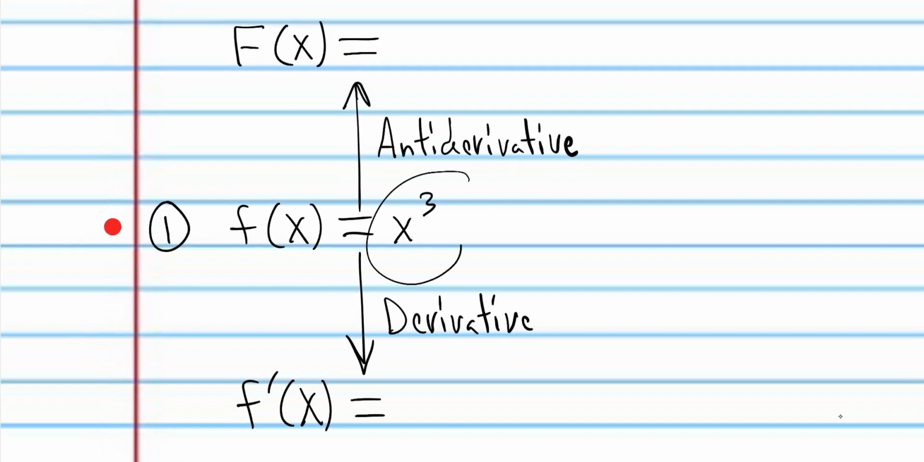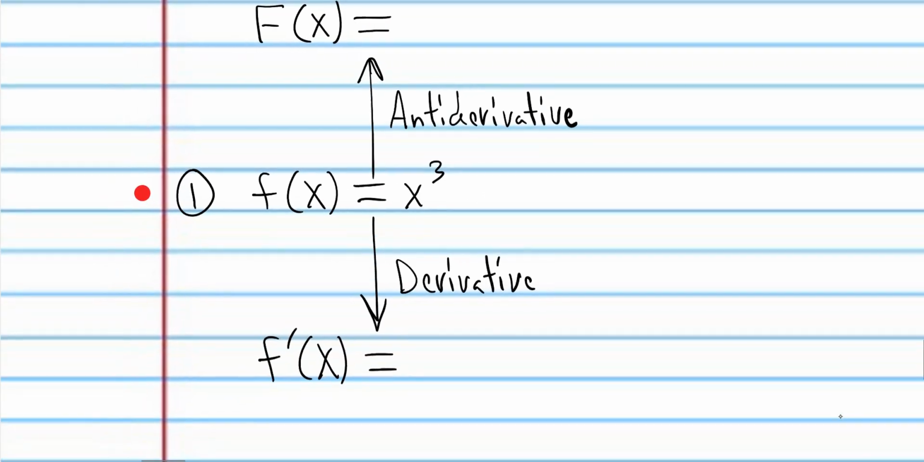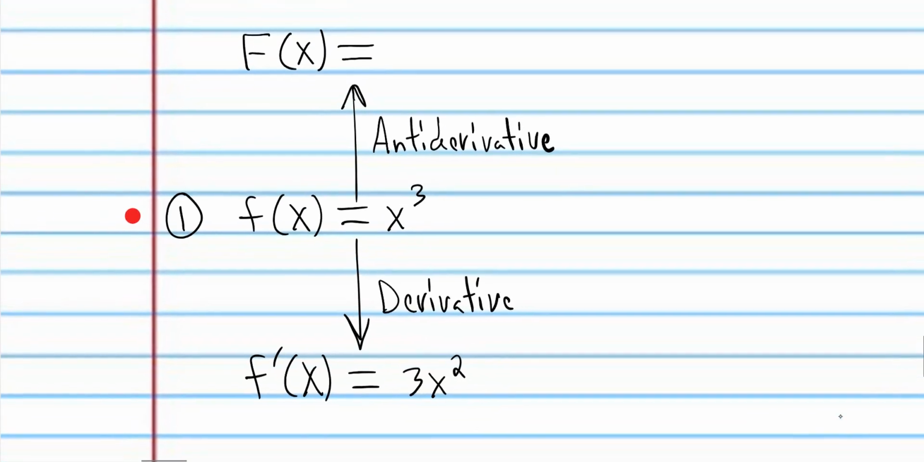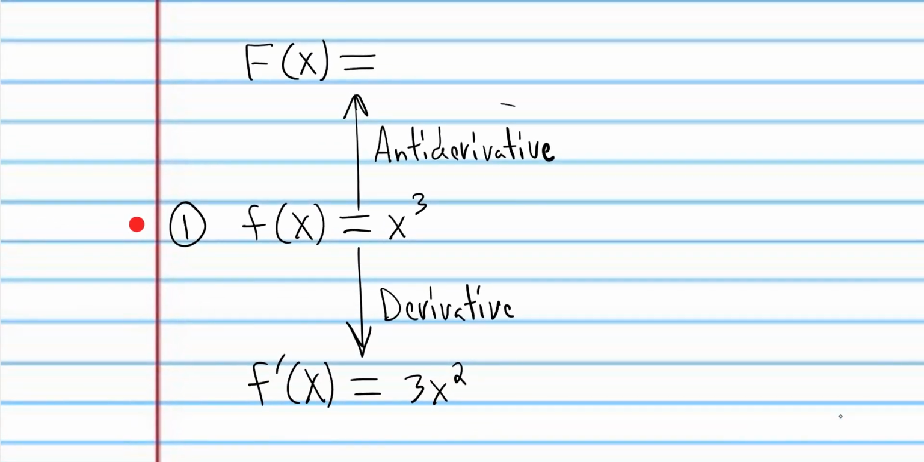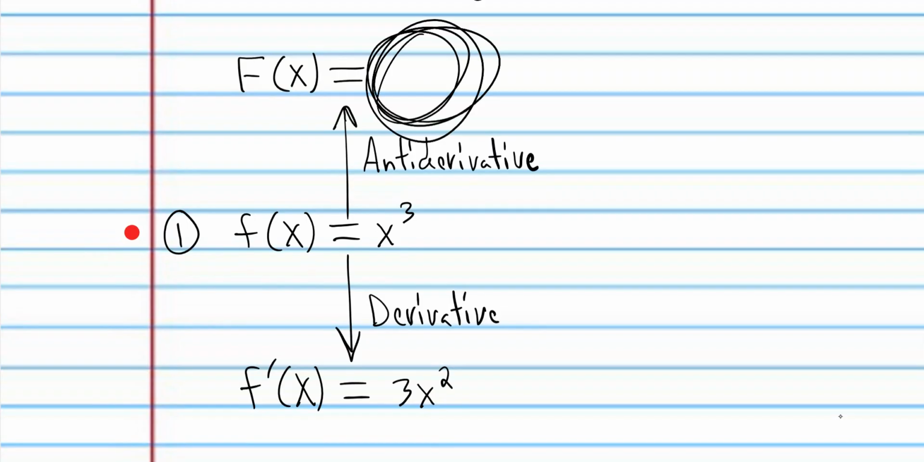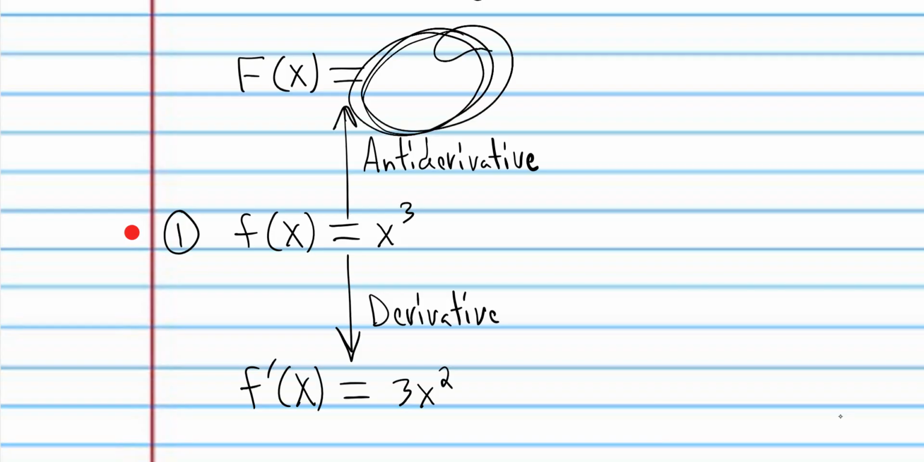So first, let's find the derivative. We know how to do that. We just use the power rule, so we have 3x to the second power. Easy. But now we're going to find something called the antiderivative. The antiderivative is a function, or actually a family of functions, such that when you find the derivative of that function, you get the original function that we started with.